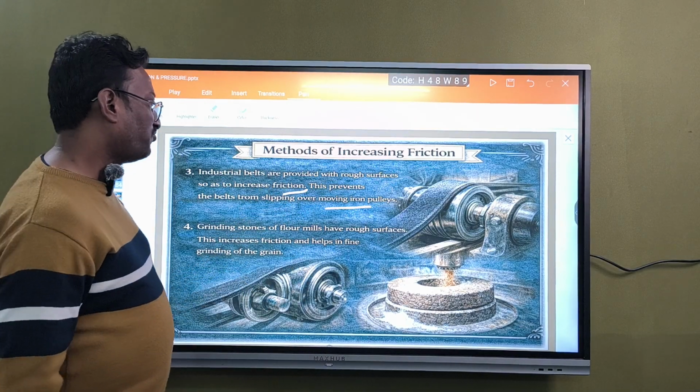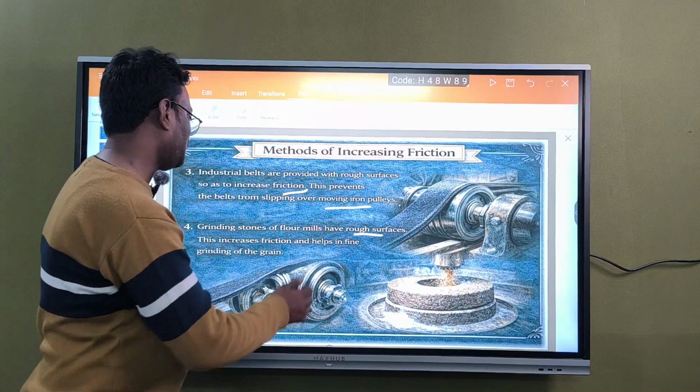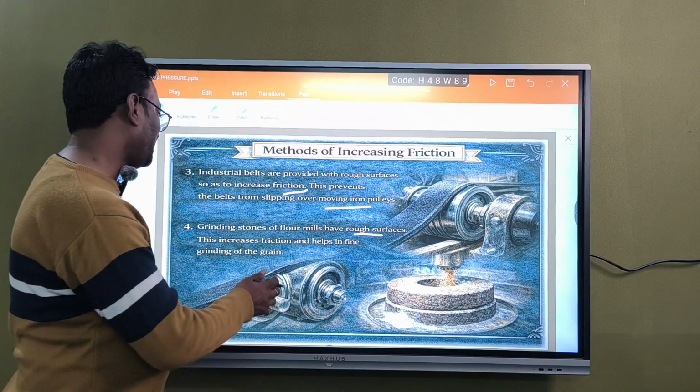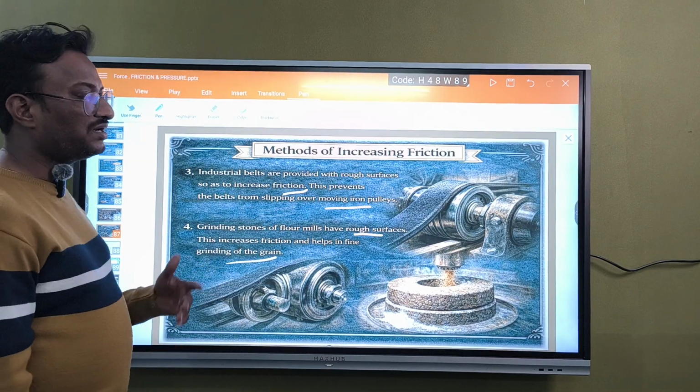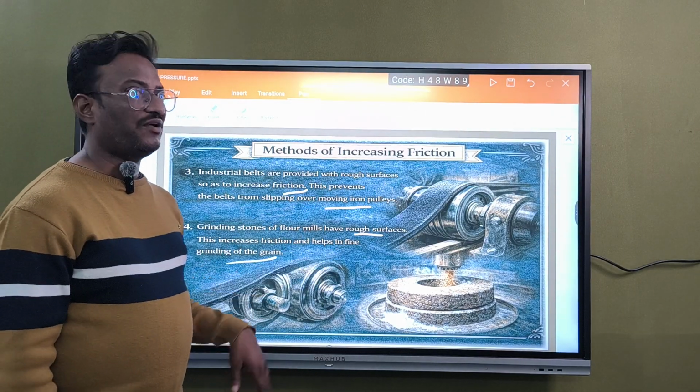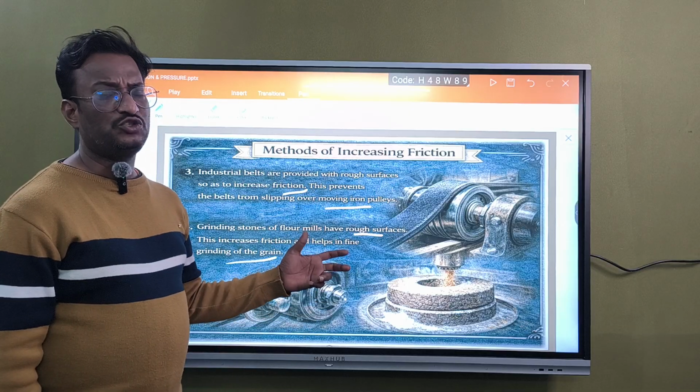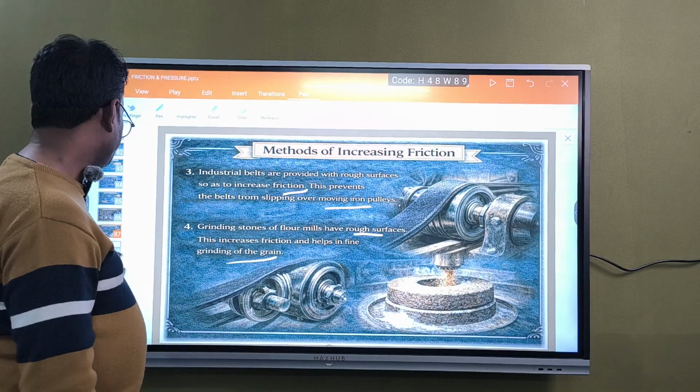Grinding stones of flour mills have rough surfaces. This increases the friction and helps in fine grinding of grains. In some situations we need rough surfaces. There the friction should be reduced.